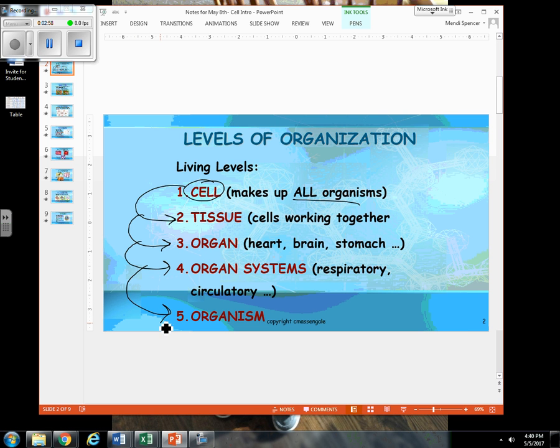Now, an organism does not have to have all 5 of these different levels. Some organisms are only one cell big, but when you have more complex organisms like plants, or you have animals, or you have human beings, where you're technically an animal as well, we are going to see all of these different levels of organization present.